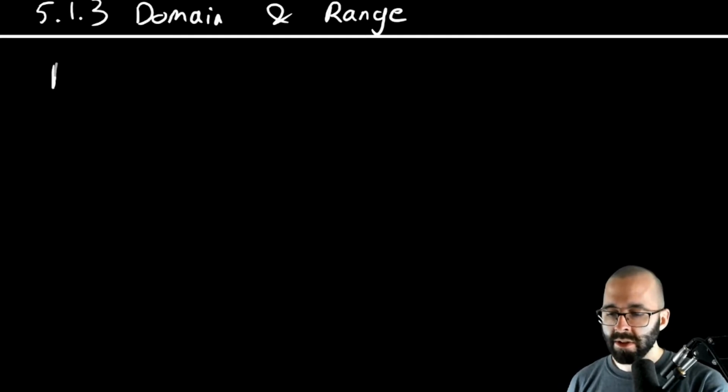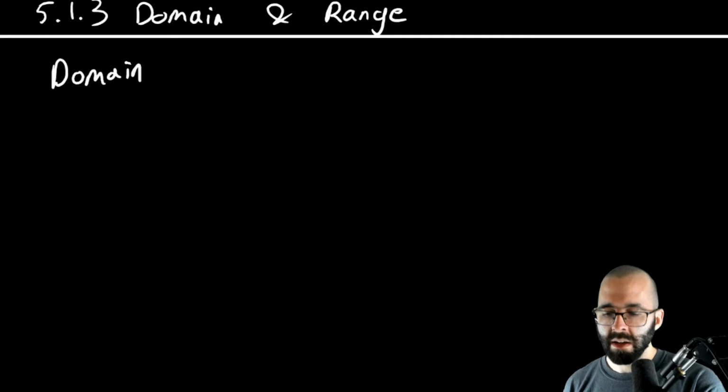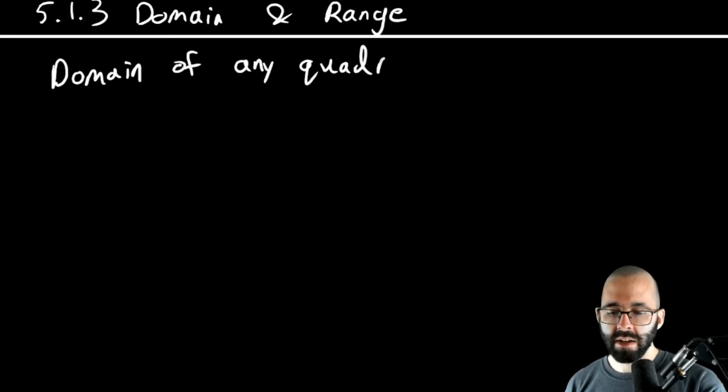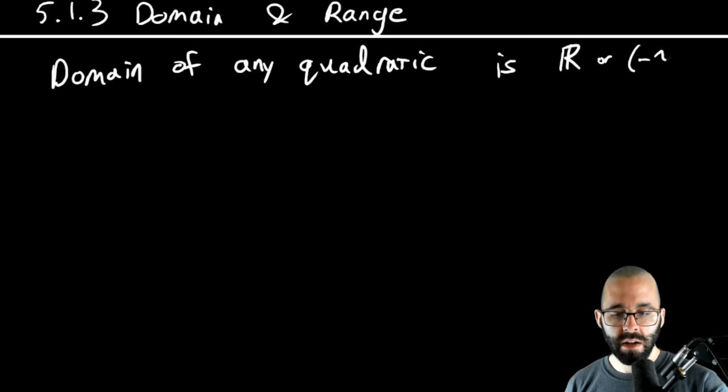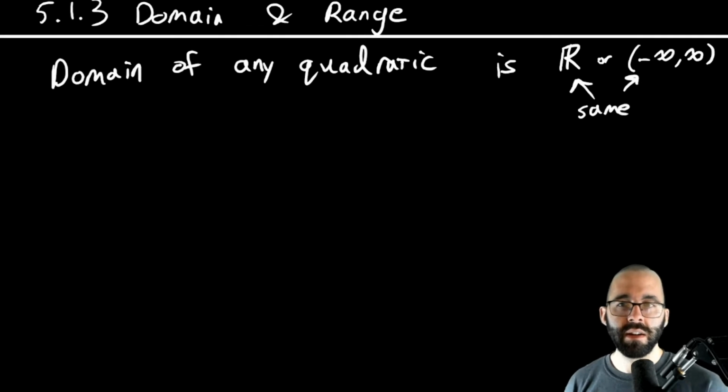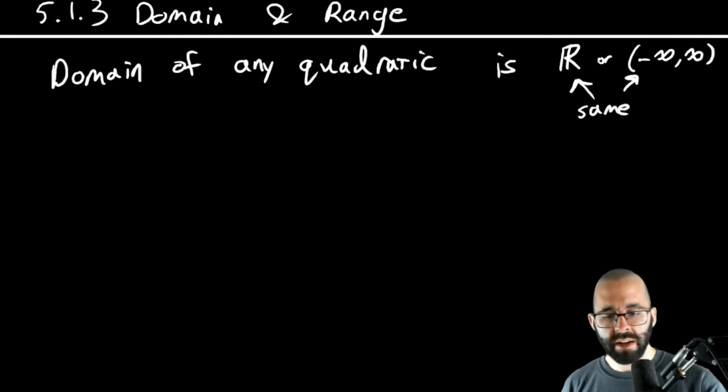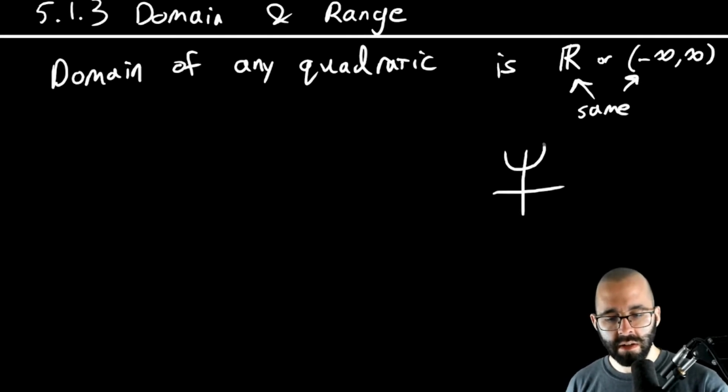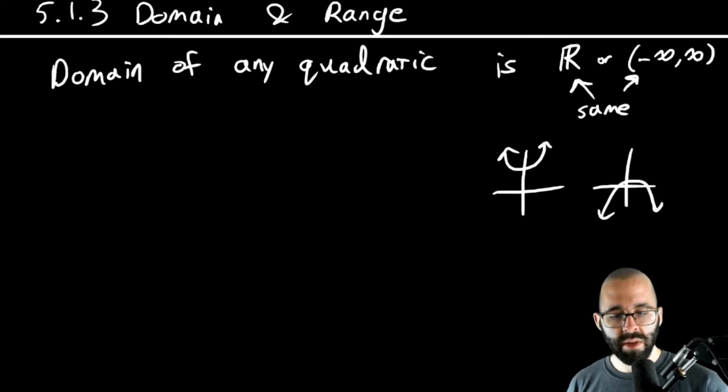The domain of any quadratic, any parabola, is all real numbers. Negative infinity to positive infinity. Right? These are the same thing. The range is a little different. If I look at a parabola, maybe the parabola goes up, maybe the parabola goes down.